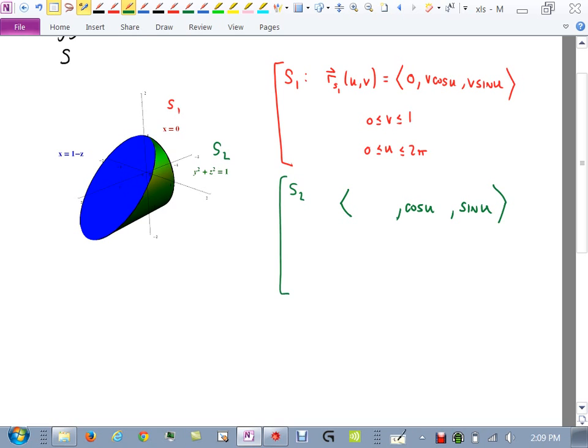Now what about my X component? It is changing, right? It's V, right? It is changing. It's V, and it's in between 0 and this blue thing, and that blue thing is 1 minus Z. So my U is between 0 and 2 pi, and V is between 0 and 1 minus sine U. Because what's Z? Z is sine U.